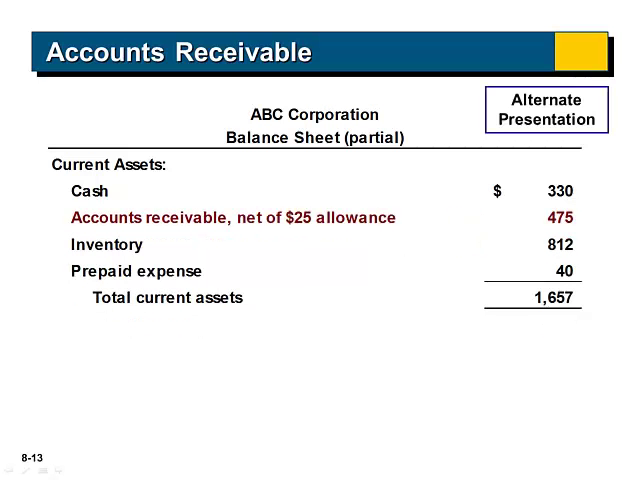Lots of balance sheets show it this way instead. It would show your accounts receivable with the allowance all on one line item. And so it would just say accounts receivable, net of $25 allowance. And so it would show your net realizable value of $475 without breaking it down into 2 line items.